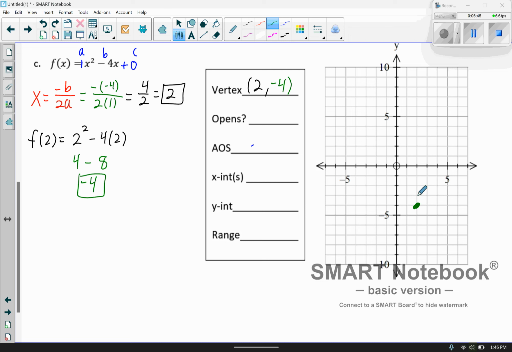And then my a value is positive, so it's going to open up. So we're going to open up. Axis of symmetry is always going to be x equals the x value from the vertex. And so that's going to be this little dashed line right here.